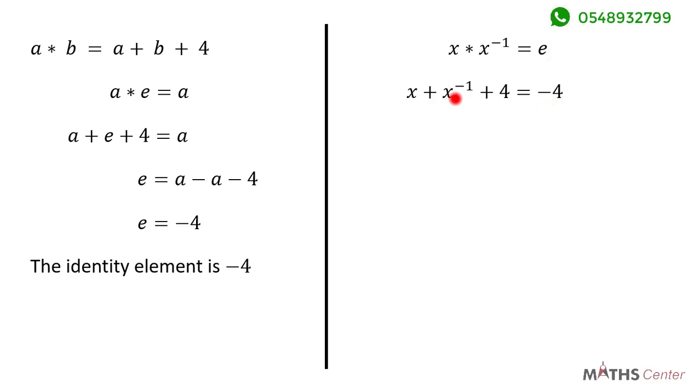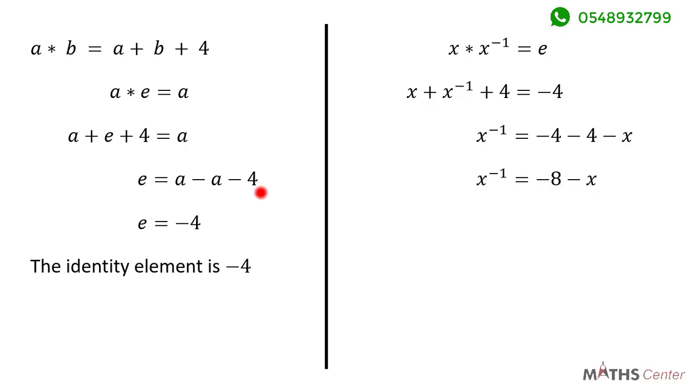We want to find x inverse. So I will send both x and 4 to the right hand side. That will give us x inverse is equal to negative 4 minus 4 minus x. And so x inverse is equal to negative 8 minus x. So the inverse of a real number x is negative 8 minus x.